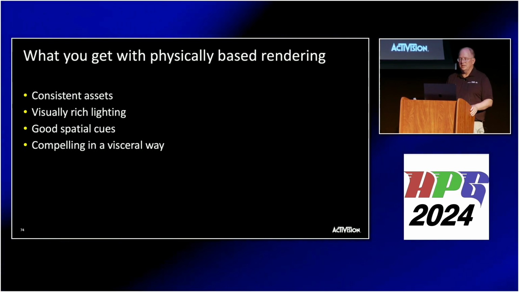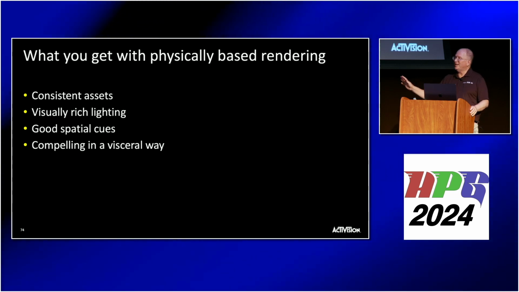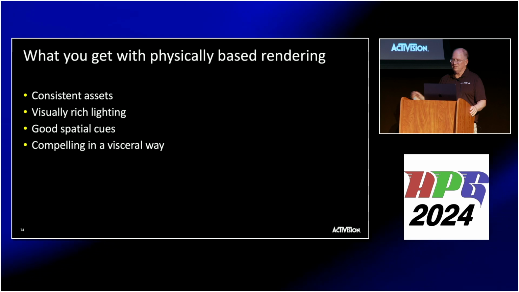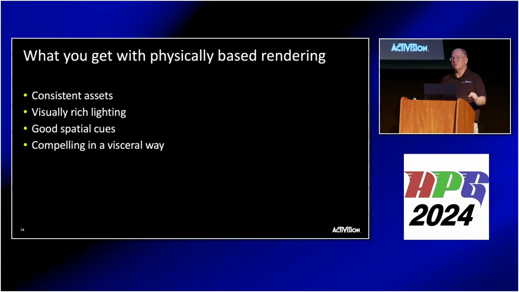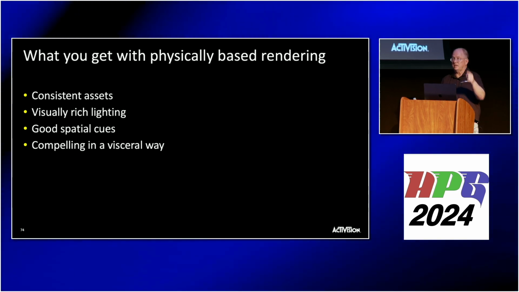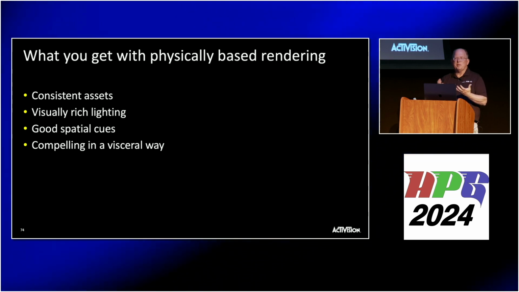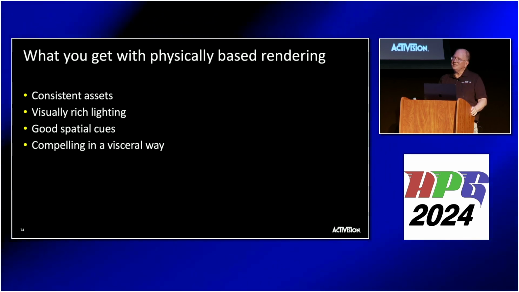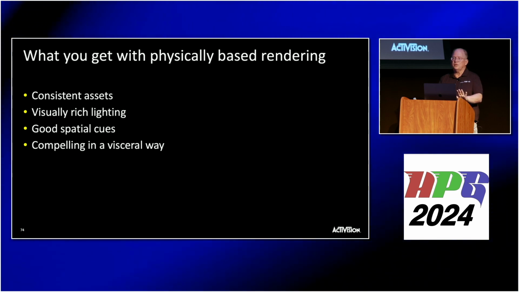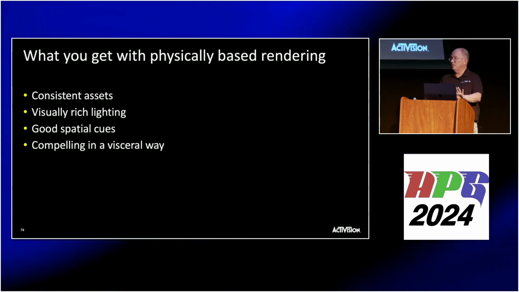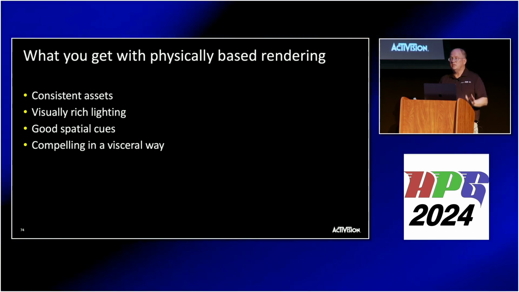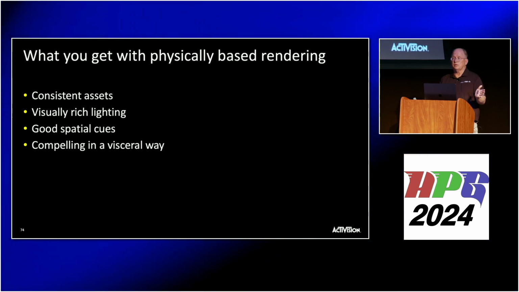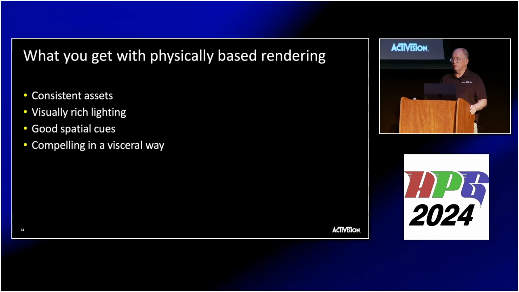So good. You'll get visually rich lighting if you just use realistic lighting. Diffuse bounce looks good. You'll get good spatial cues so that you can tell where you're navigating in this virtual environment. And it's compelling. The real world's compelling. But do you really need all of that? Do you need physically based rendering to get that? No, there's probably ways to get this that are not fully physically based. And this is probably a good way for us to find efficiencies, but it will require a more subjective approach.